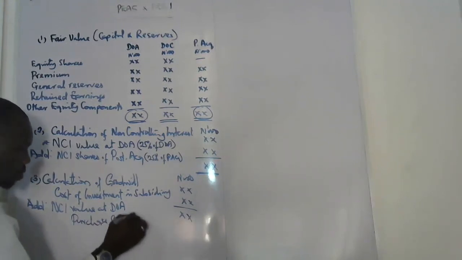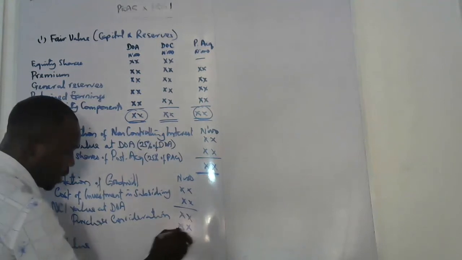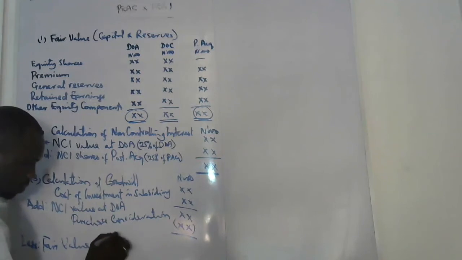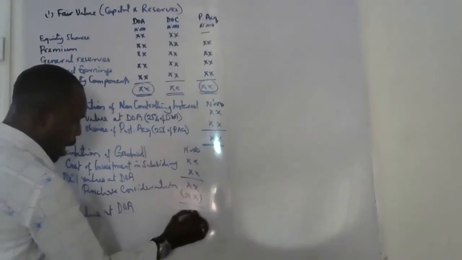Purchase consideration. Then less fair value at DOE. Especially fair value at DOE, because there are three fair values here. DOA, DOC, and acquisition, but the one we are using is at DOA. We less this to now have our goodwill.